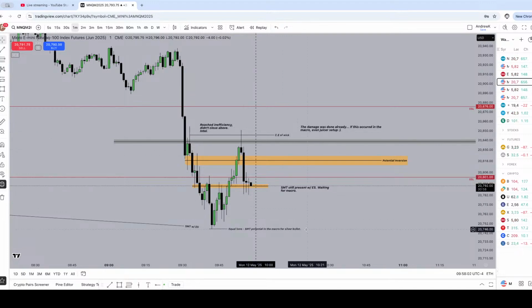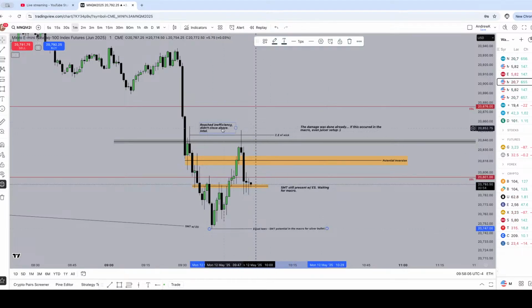I'm still waiting. I'm going to wait till 10. I want it to close. If I was to go higher, I want it to close above this inefficiency. The reason, since it didn't close above this inefficiency, I'm not expecting it to hold. We're going to watch it either way. That relative equal low is SMT with ES. That is here.